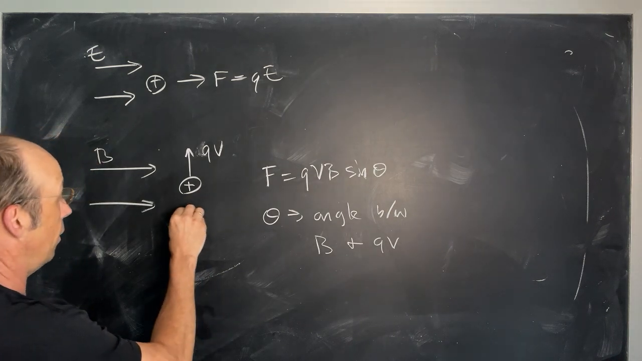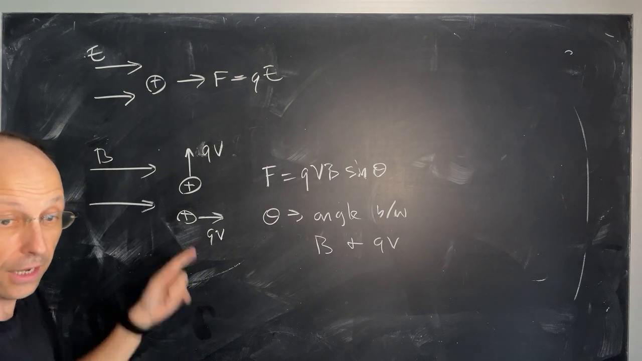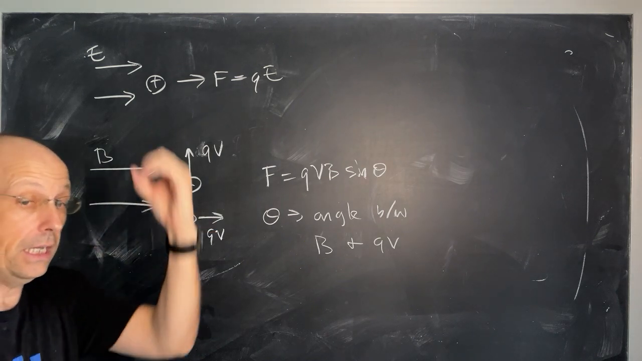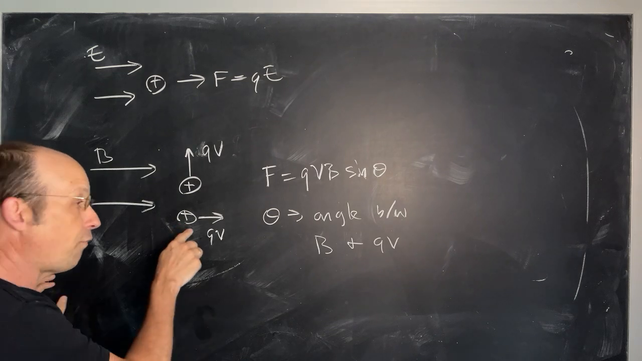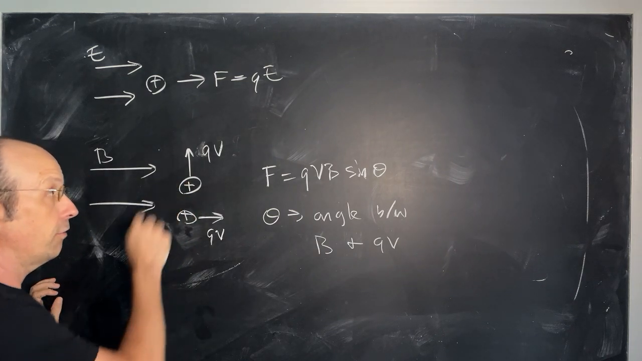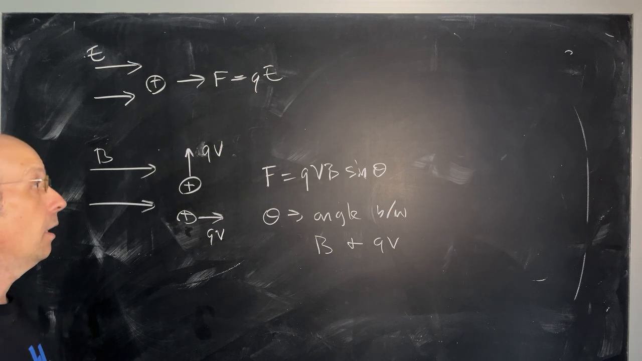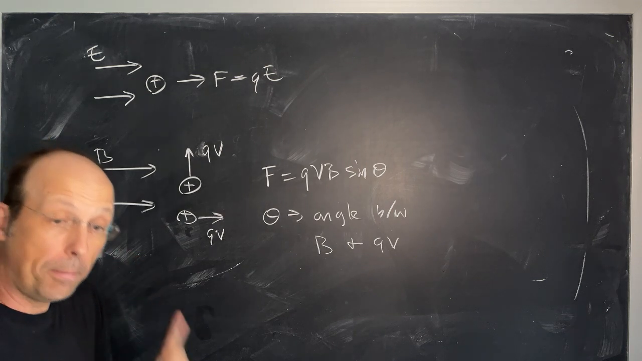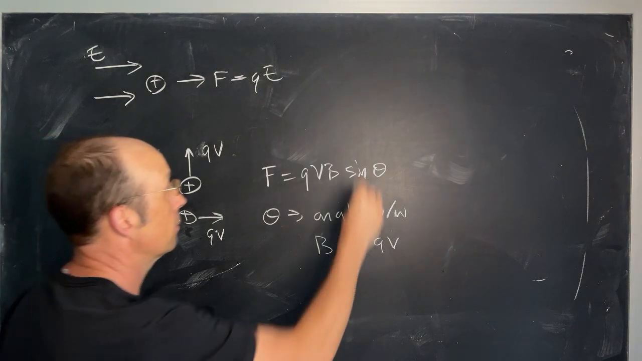If I had another charge going this way, the angle between QV and B would be 0. The sine of 0 is 0. So there's no force acting on this one. There is one on that one. That's how we'd calculate the magnitude of that force. But what about the direction? Here comes the tricky part.